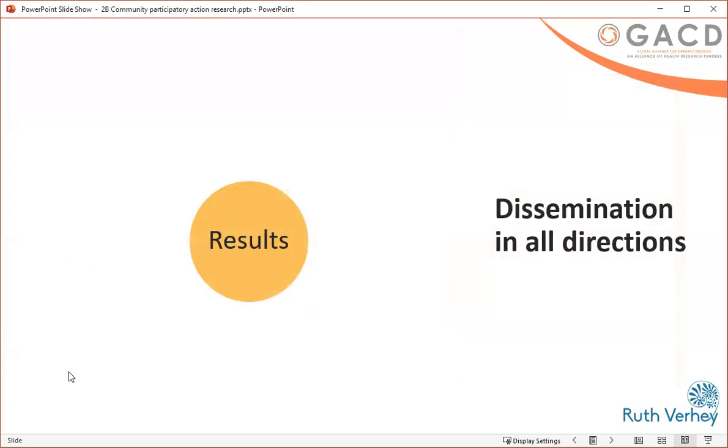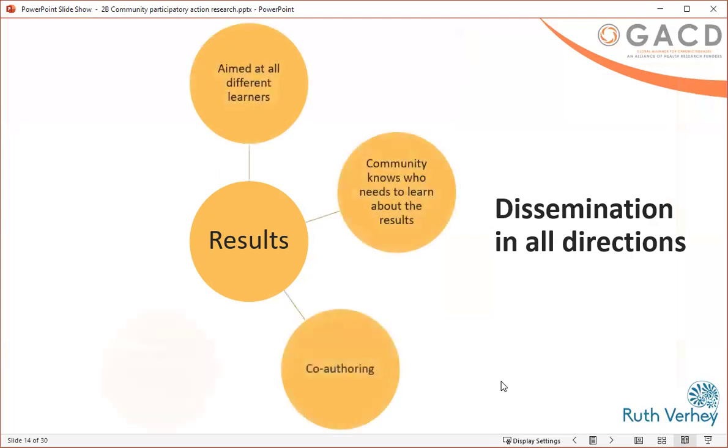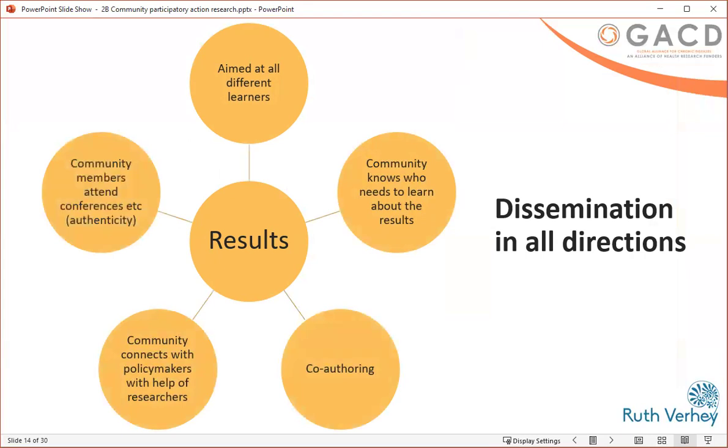So when we talk about results that we obviously want to get from our research, we need to disseminate in all directions. So we need to aim at all different learners. We know that we can't just publish in scientific journals and then be astonished that nobody has heard about it, right? So we obviously have now social media and all sorts of amazing things that can help reach everybody, literally. We definitely need to take the results back to the community, and they will know who needs to learn, and we want to help the community.